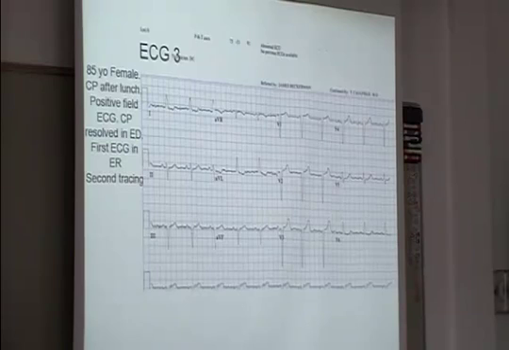So when she came in, that was the feeling. When she got to the hospital, this is what it looked like. So her chest pain had resolved, and this is the second tracing, first EKG tracing. Now there's no signs of acute MI here at all. There's a little ST depression here. There's no elevation in 2, 3.